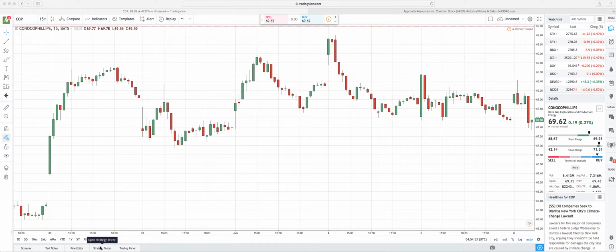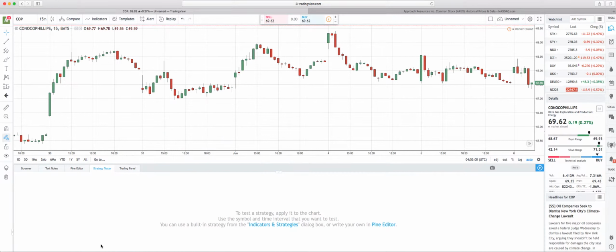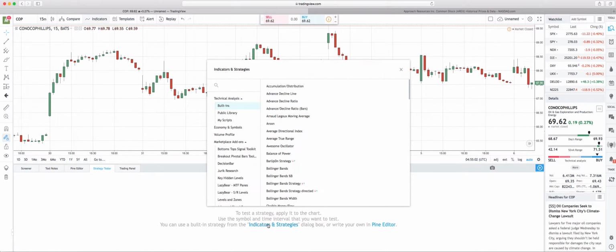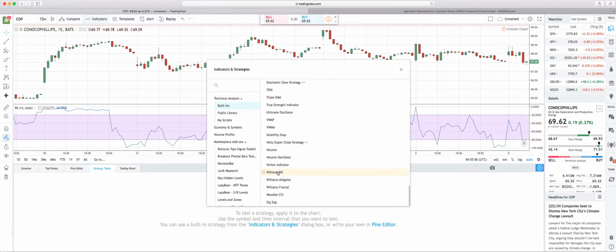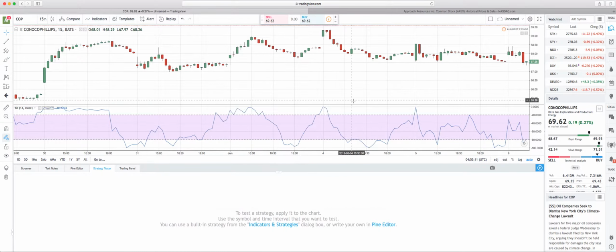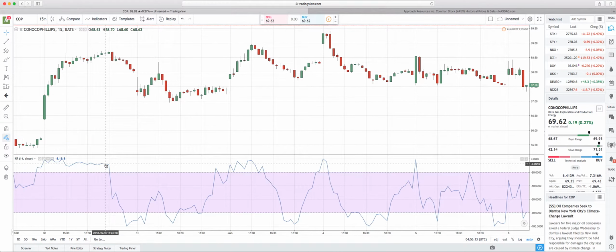On TradingView.com, if you've never done this before, you'll look at the ticker. Right now I'm looking at ConocoPhillips, and we're going to go down here to the strategy tester, indicators and strategies. We're going to scroll all the way down to the Williams percent R. Larry Williams created a lot of indicators for traders to use, and I'm excited to check those out as well. If you're trading MFI with me, you'll know this looks very, very similar to that.